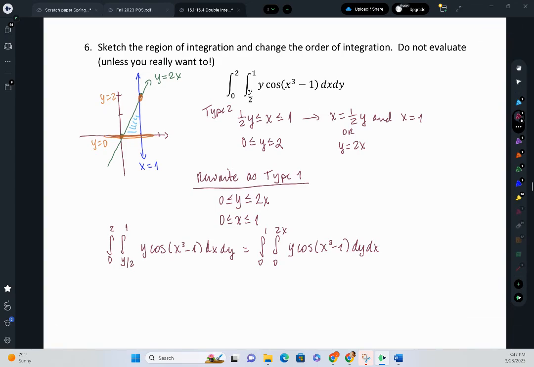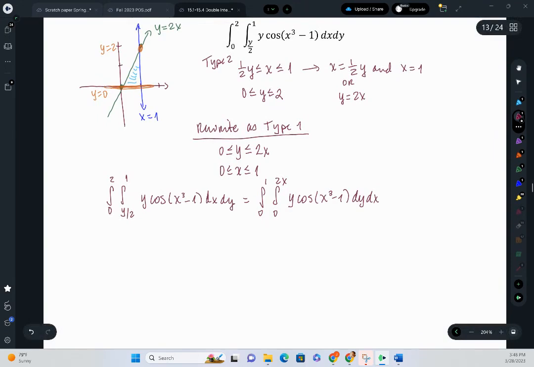Now I want you to notice something. The way it was written the first way, I would have had to integrate with respect to x first. And I don't know how to integrate cosine of x cubed minus 1. I don't think you actually can. It would be nice if I could do a u substitution on it, but the du isn't in there, so nothing's really going to work. So by switching the order of integration, what I want you to see now is that I can actually integrate this. And that's the valuable tool that you're learning here.